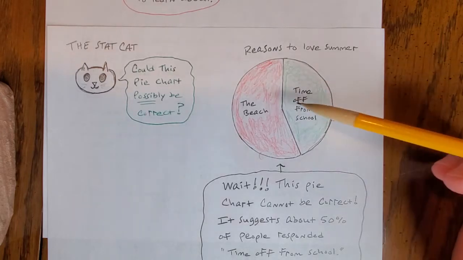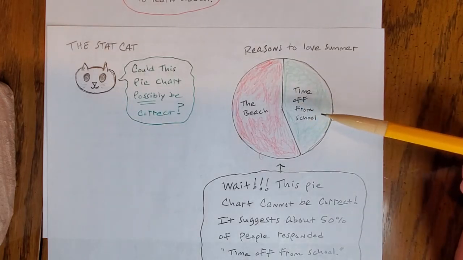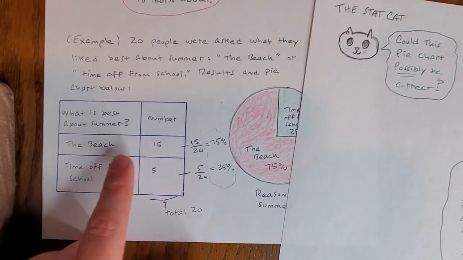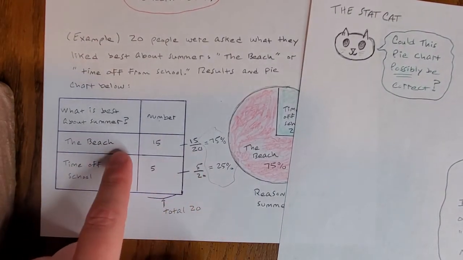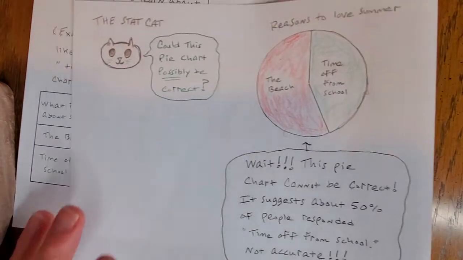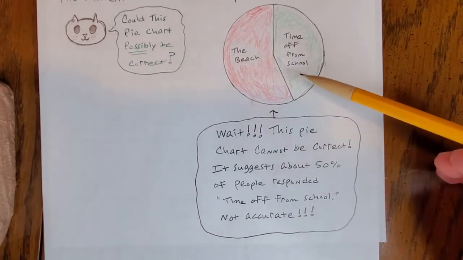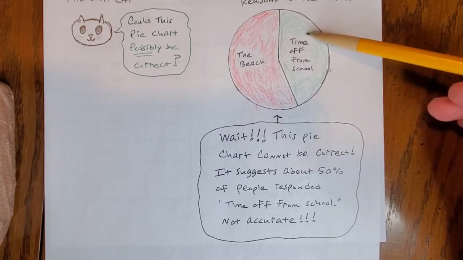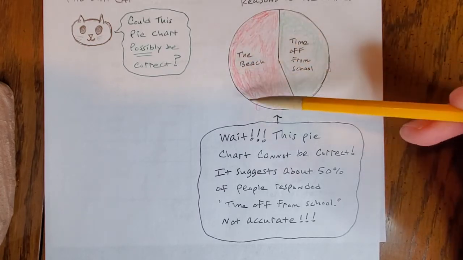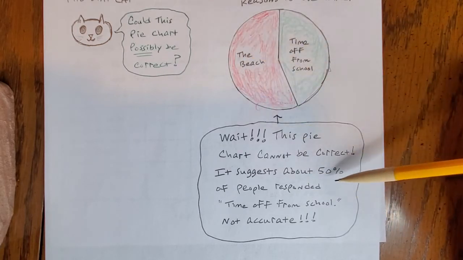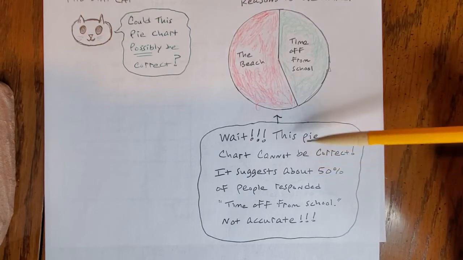It says, could this pie chart possibly be correct for that data? Okay? So here's the data. 15 out of 20 prefer the beach about summer, and 5 out of 20 prefer that they get time off from school. Why couldn't this be right? The way this chart is split, it's like half and half. This is almost half of the chart, time off from school, and this is a little bit more than half, the beach. Well, those just aren't the amounts in the raw data.